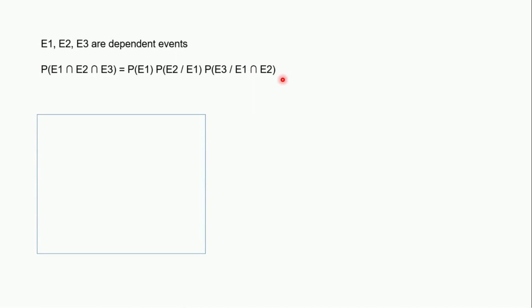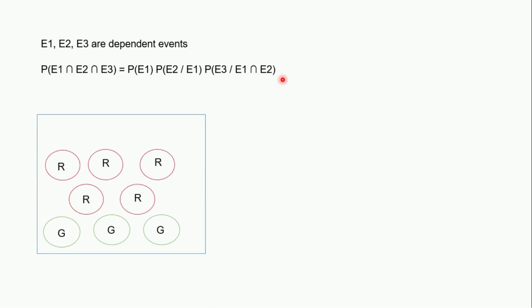Let's take an example. There is a box and inside this box there are 3 green balls and 5 red balls, and we are going to drop 3 balls in such a way that the first ball dropped is red, the second ball dropped is red, and the third ball dropped is red. We can see that all these events are dependent events. Therefore the formula becomes the probability that the first ball dropped is red into the probability that the second ball dropped is red given that the first ball dropped is red into the probability that the third ball dropped is red given that the first ball dropped is red and the second ball dropped is red.